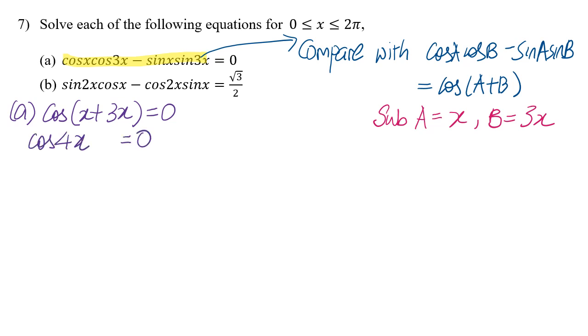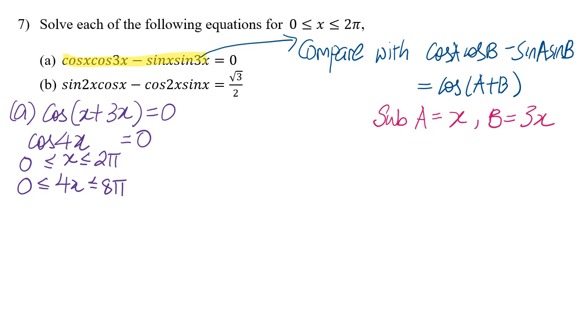All right, so the range given for x should be between 0 and 2 pi inclusive. And because you're given 4x, we need to find the new range, which is between 0 and 8 pi. All right, so if you recall your cosine curve, cosine 90 will give you 0, and cosine 270 will also give you 0. If you cannot remember, just go back and revise on the cosine curve.